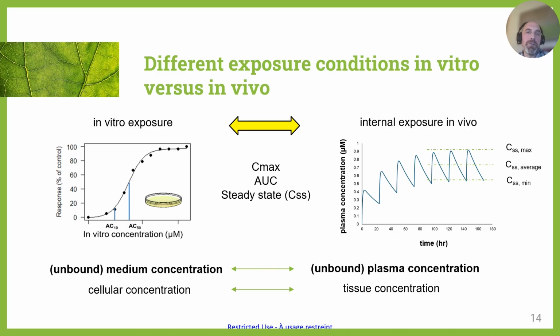An approach often used is to relate the concentration in medium to the concentration in plasma in the PBK model. This is preferably done based on the unbound concentrations for both exposure metrics. Another approach is to link the cellular concentration in vitro to a tissue or organ concentration in the PBK model. However, this is less often applied, as information on cellular exposure in vitro is often not available.